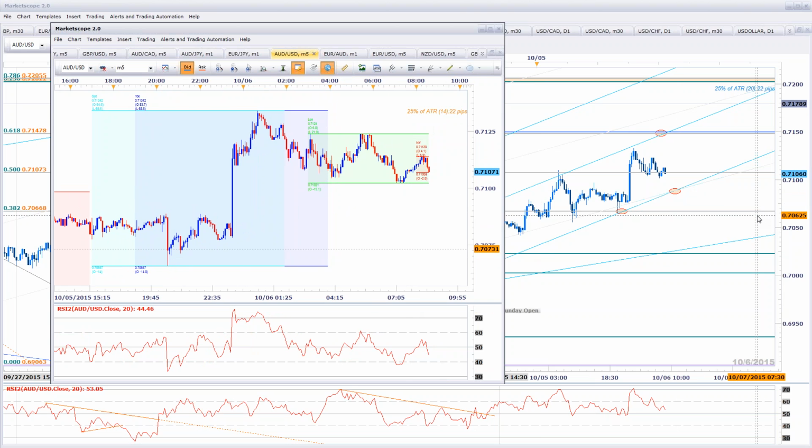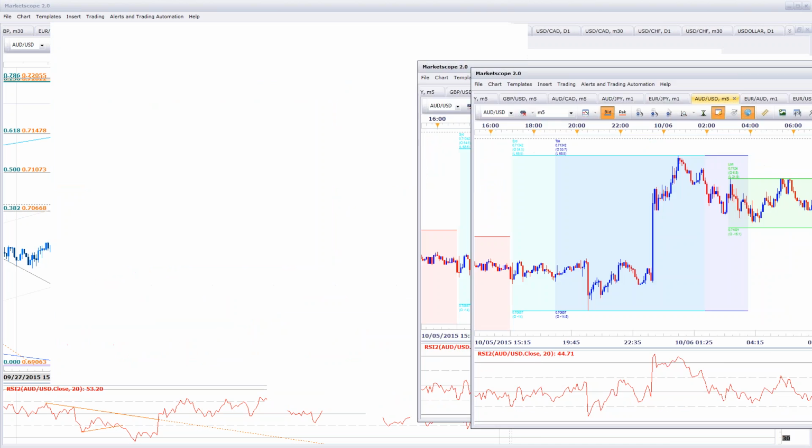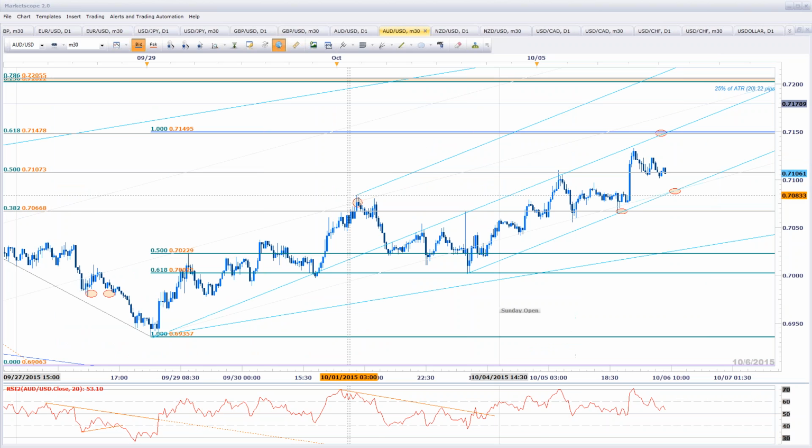All right, next up on tap was the Aussie Yen, which was another one that we could diversify away from the dollar but still play the Aussie move from last night. Here's what the Aussie Yen looks like. Or here's what it looked like last night, and here's what it looks like now.